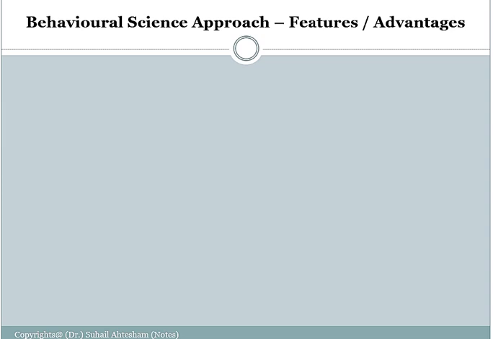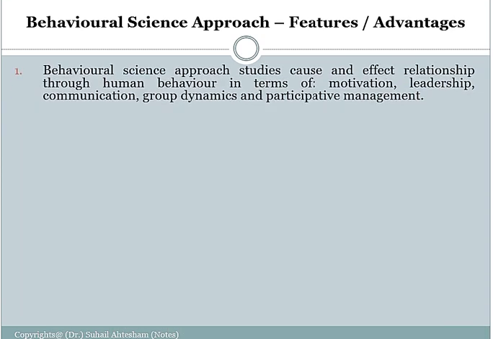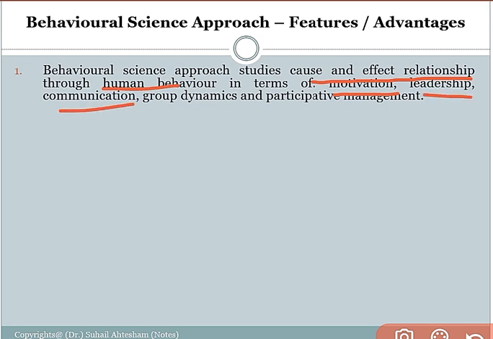Coming forward, behavioral science approach, features and advantages. Coming to the first, the behavioral science approach studies cause and effect relationship through human behavior in terms of motivation, leadership, communication, group dynamics, and participative management. Right. So basically, the behavioral science approach is related to cause and effect relationship.